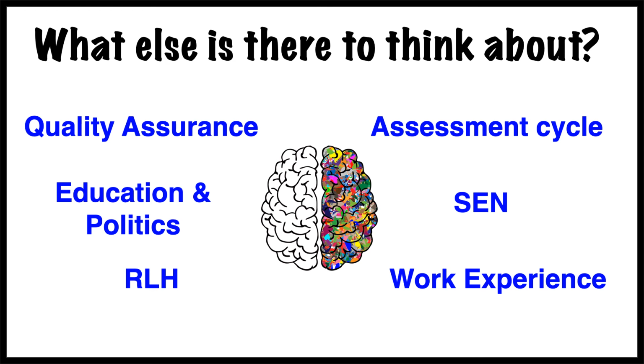Another good idea is to look at the recommended learning hours and does this suit the context and culture of your students. You could also look at work experience and how well this prepares your students for graduating and going into the workplace. You could look at the ability of your qualification to support students with special educational needs. And lastly, you could look at the assessment cycle and how robust this is and how this impacts students passing the program.